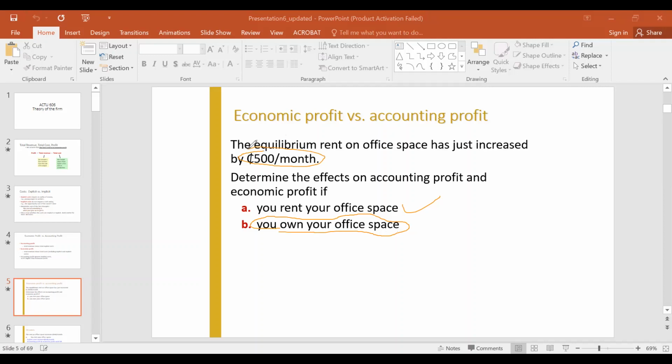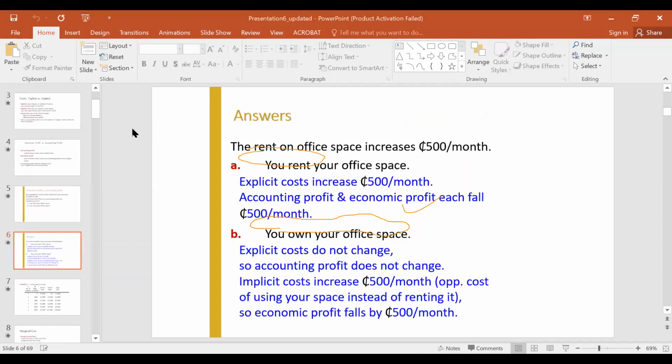Think about it. Rent prices for offices have gone up by 500 cedis. Case one, you've been paying actually for rent. So what are the implications for you? Definitely you are going to face a higher rent of 500 cedis. So the explicit cost goes up. What about the one who owns the office himself? He's not going to pay 500 cedis more to anybody, but we think he's suffering an implicit cost. You will see in the answers. So here we go.